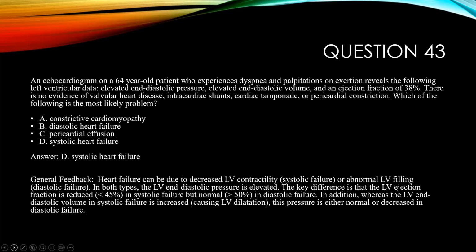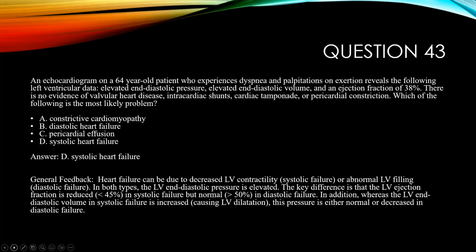There's a lot of subcategories that would fall underneath each of them. In both types, the left ventricular end diastolic pressure is elevated. The key difference is that the left ventricular ejection fraction is reduced. It's less than 45%. So 45% is not normal, but it's close. It's getting close to the low end of normal. And many patients can live very long lives with an EF of 45%. In diastolic failure, it's normal, greater than 50%.